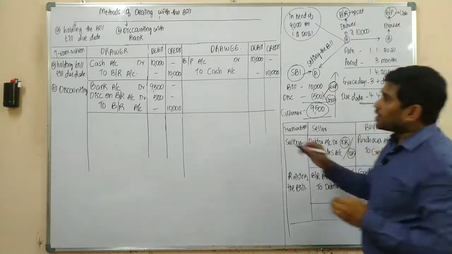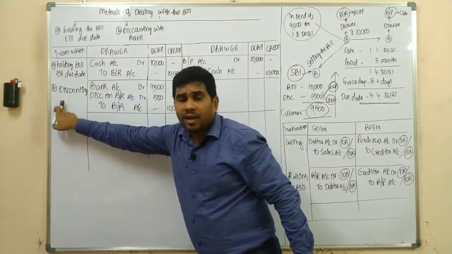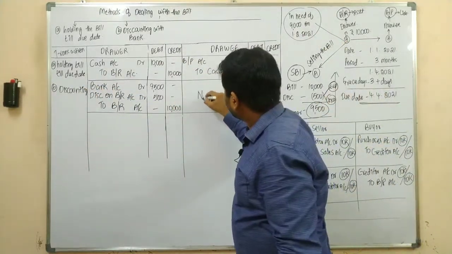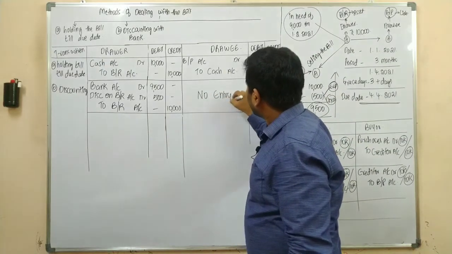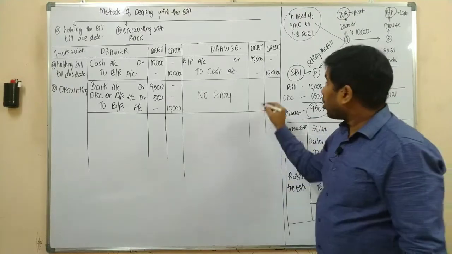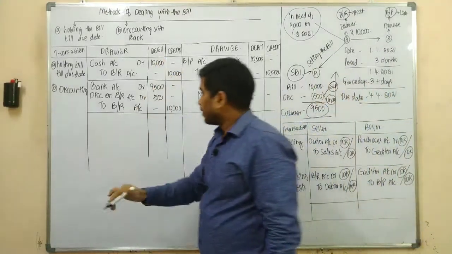because he is only liable to pay the amount on the bill on the due date. So what is the journal entry in the books of Drawee upon discounting the bill with the banker by Mr. A? What is the journal entry? No entry, because nothing would be affected in the books of Drawee. Next one.